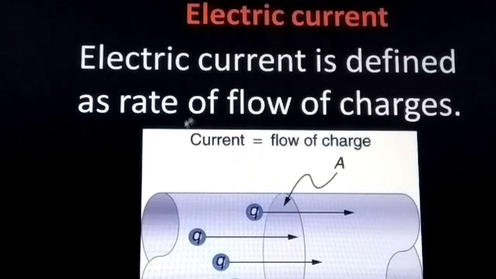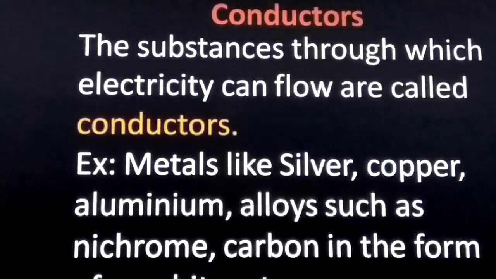Now we will see in the next how the electric current passes in a circuit, because a circuit is necessary to pass the electric current. So before going to that, we will see the different substances which are classified as the conductors, insulators, and semiconductors. So now first we will see the conductors.